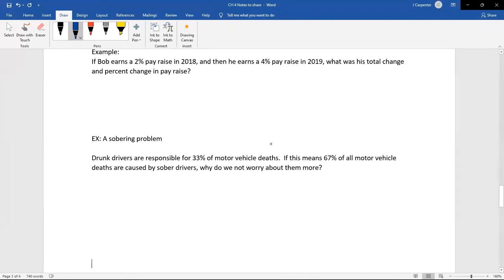So if drunk drivers are causing 1/3 and sober drivers are causing twice as many, 2/3, why is it that we don't have more news and more worry about our sober drivers? Why do we have so much more focus on, and I don't want to say just drunk driving, let's open this up to intoxicated driving. So not just being intoxicated from alcohol, but any other substances, which we don't need to list. So why is it we focus so much more energy on the intoxicated drivers versus the sober drivers?